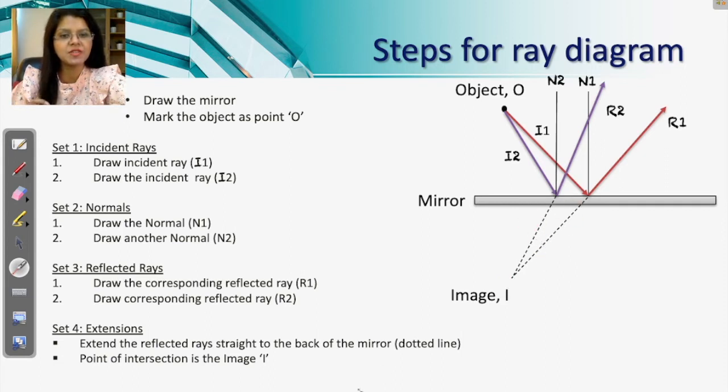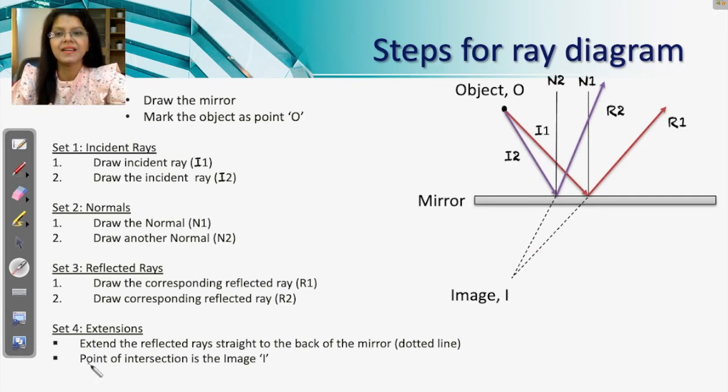Why are they shown as dotted lines? Because they are imaginary work. Nothing is there behind your mirror, it is just the wall. All these are your imaginary construction. That's why we are using dotted lines. They are not real rays of light, they are imaginary.